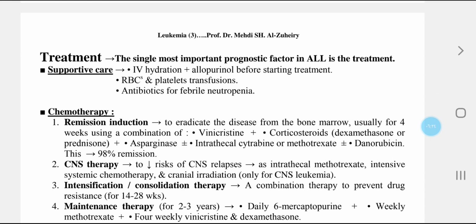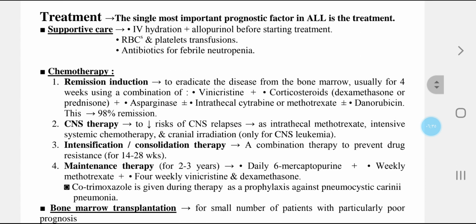Chemotherapy, there are several phases. First, what we call remission induction or induction of remission to eradicate the disease from the bone marrow, usually for 4 weeks, using a combination of vincristine plus corticosteroid as dexamethasone or prednisone plus asparaginase plus or minus intrathecal cytarabine or methotrexate plus or minus daunorubicin. This leads to 98% remission.